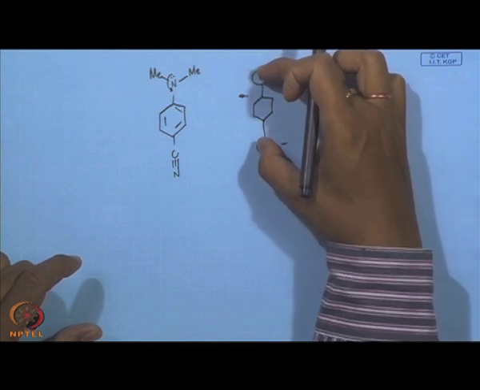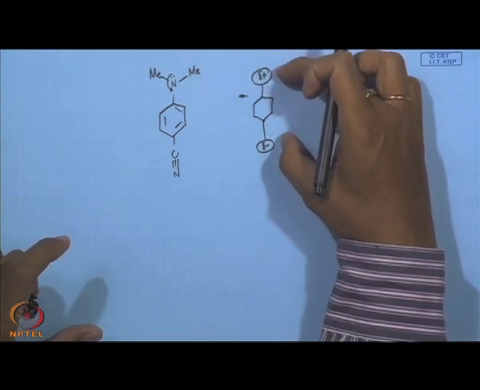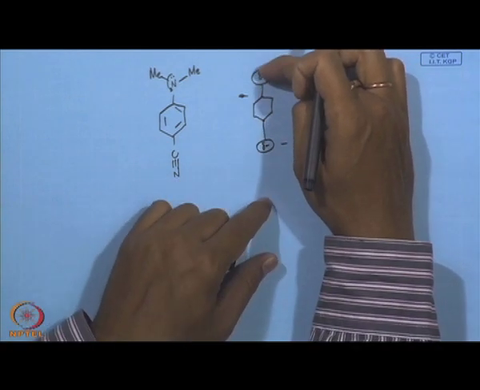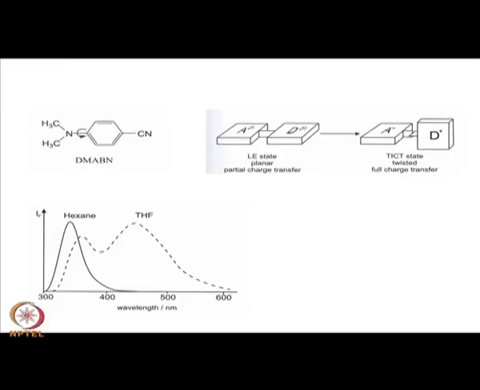the dipole of the molecule, the induced dipole which results from this electron transfer, becomes very high. You see that charge is separated, this side minus, this side plus, through the length of the molecule. Okay. So, a very interesting observation is that in hexane you can get this simple band, with an emission spectrum around 330 to 340 nanometer, a strong emission band.